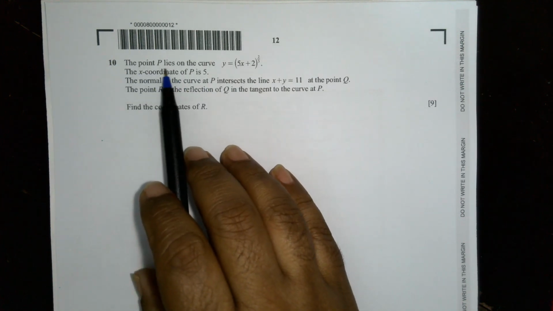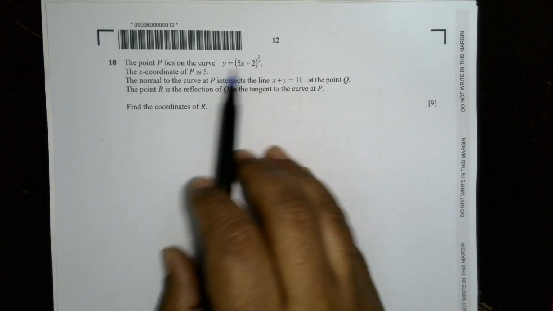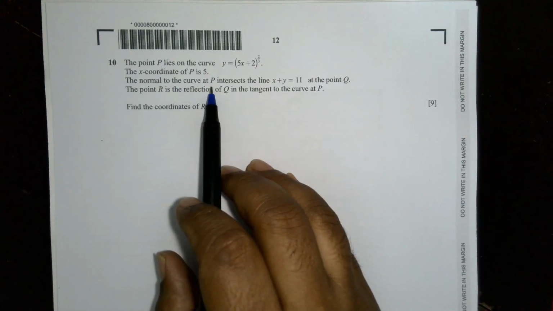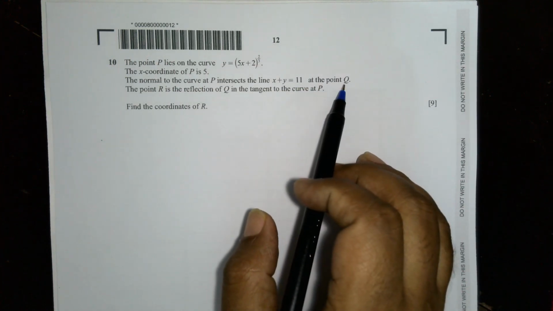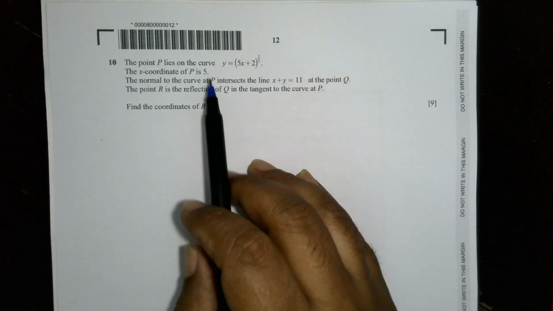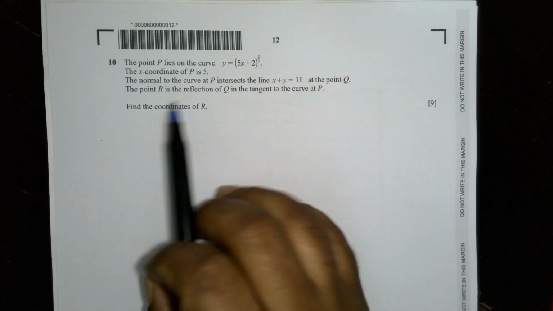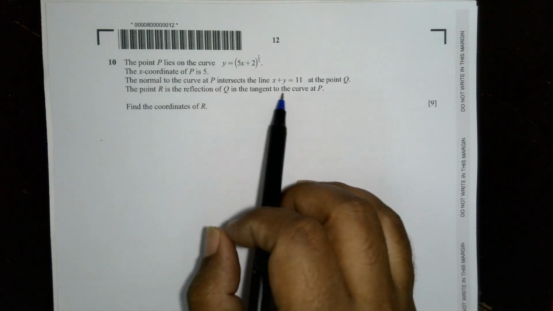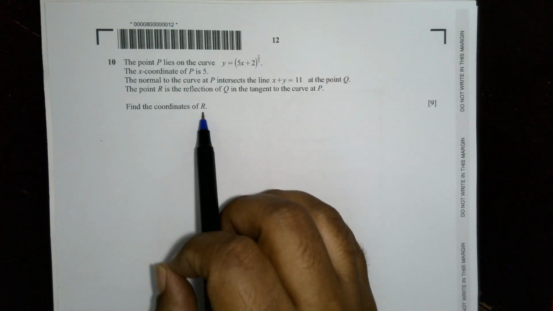The point P lies on the curve y is equal to (5x + 2) to the power 2 over 3. The x coordinate of P is 5. The normal to the curve at P intersects the line x + y = 11 at point Q. So far we have two point references, P and Q. The point R is the reflection of Q in the tangent to the curve at P. Find the coordinates of R.